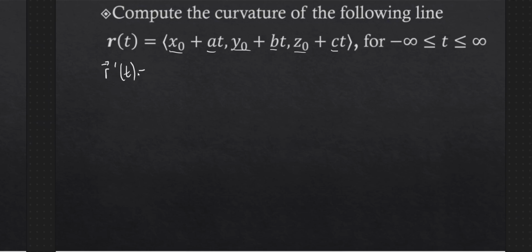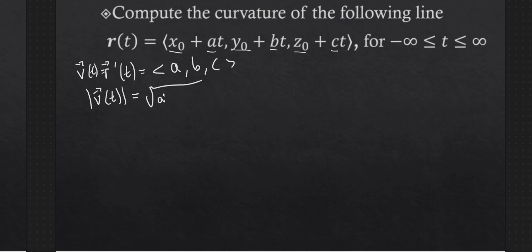That's a good way to start. It's just finding the derivative. We've done this one before for a line. It turns out to just be the direction vector. The magnitude of this, which we could also think of as the magnitude of the velocity vector, is the square root of a squared plus b squared plus c squared.